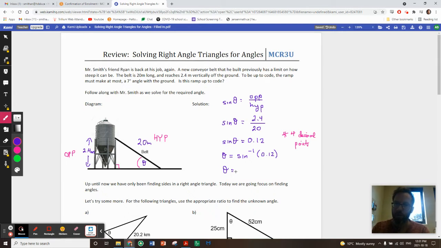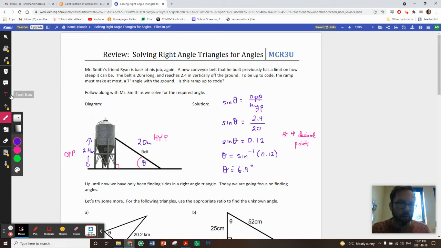So I got about 6.89 degrees, and I can show you what I have punched in. So I have my second function button. You can see here it's orange. So I did second function, sine, you can see in orange it says sine inverse. Punched in my decimal and it spits out the angle. I usually keep my angles to 1 decimal place.